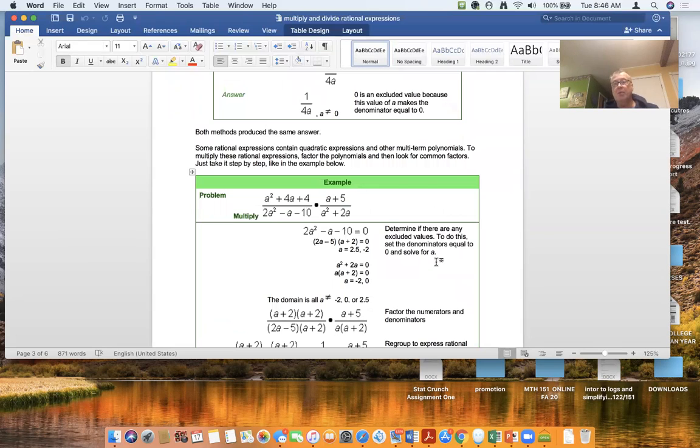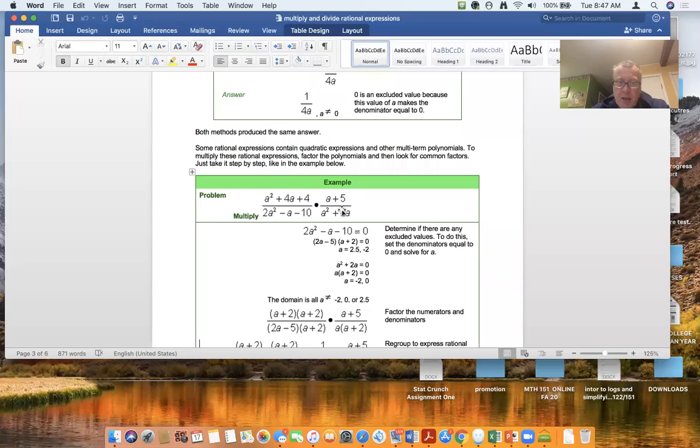Sometimes the problems are a little bit more messy. Sometimes we have to factor. In fact, our first step when we multiply or divide is to factor both top and bottom of each fraction. So in this first case, I have a squared plus 4a plus 4. I need two numbers that multiply to be 4 and add up to 4, and that would be 2. So this is a plus 2 and a plus 2. The a plus 5 here really doesn't factor.